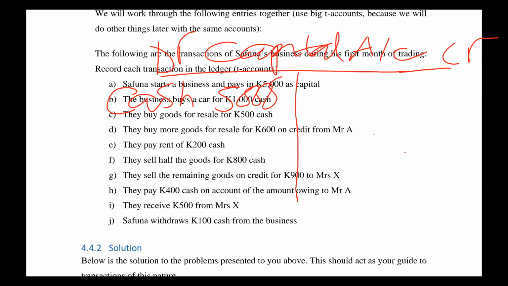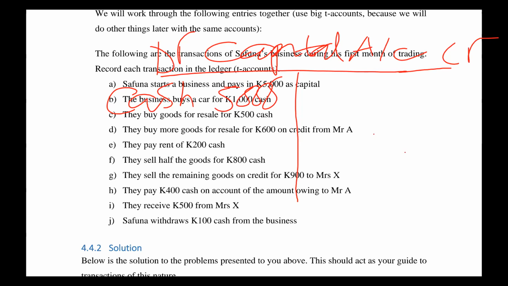Yes, sir. Then you read the second transaction. You are just interested now in the transactions that have got the capital account, because that's the account that you're considering, okay? Number one, the business buys a car for 1,000 cash.